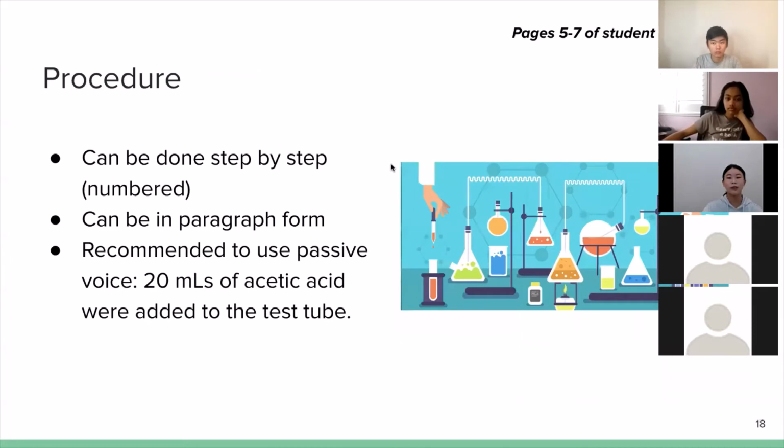So on pages 5 to 7 of the student notebook is your procedure. You can put it step by step, like 1, 2, 3, 4, 5, and so on, or it can be in paragraph form. And we recommend you use passive voice.